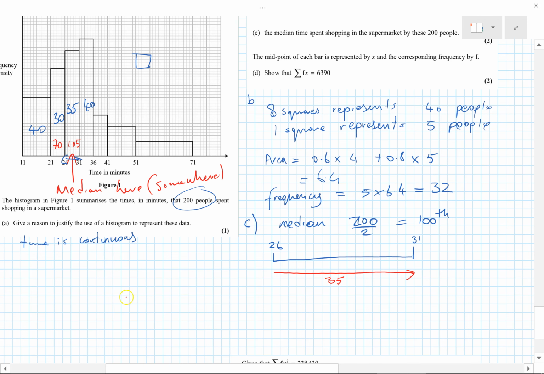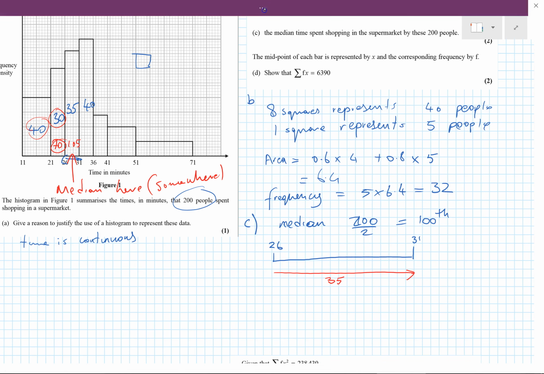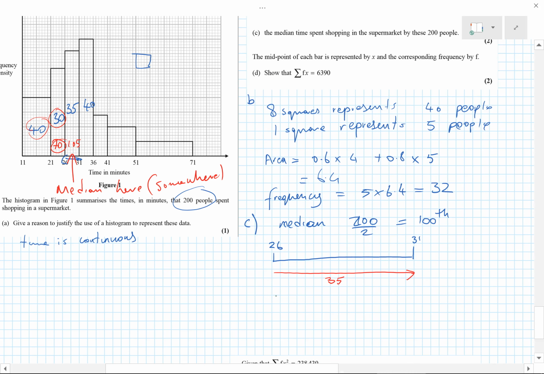We want the 100th, and 70 have come before, 30 from here, and 30 and 40 from here and 30 from here. 70 have come before. So we want another 30 into this group. So in other words, quite a long way towards the end.